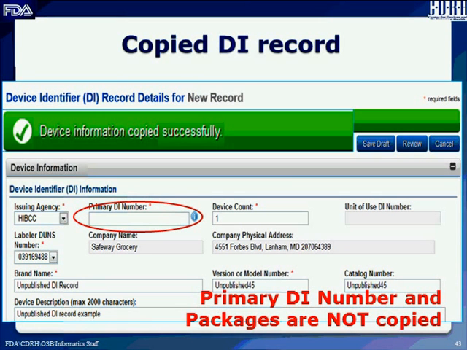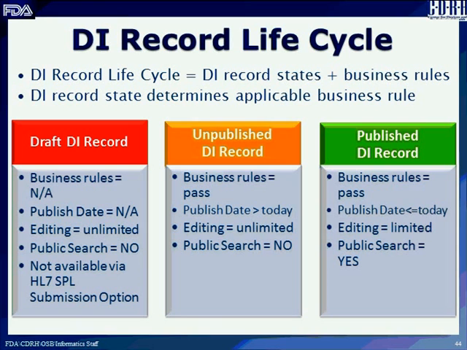Just to recap, there are 3 DI record states: draft DI record, unpublished DI, and published DI record states. We've gone through the functions associated with each, some of the business rules that drive each state, and additionally, we've also talked about editing, which I know, as I mentioned before, there was some confusion out there based on our prior webinar information that was provided. And what we hope is that we have provided additional clarity around the edit rules surrounding DI records today.